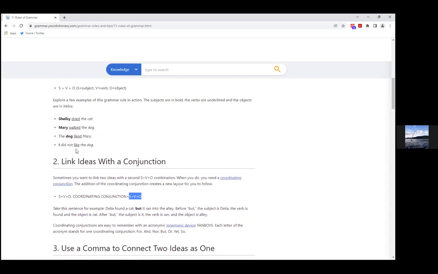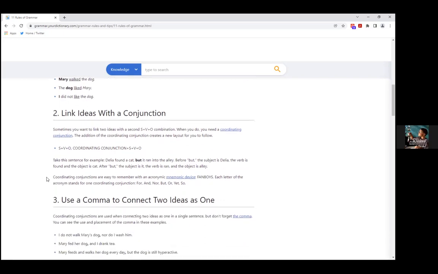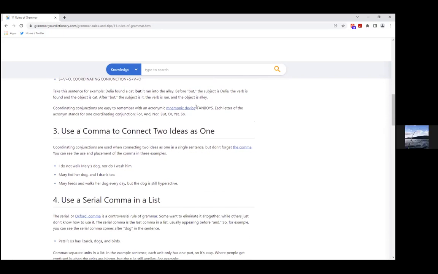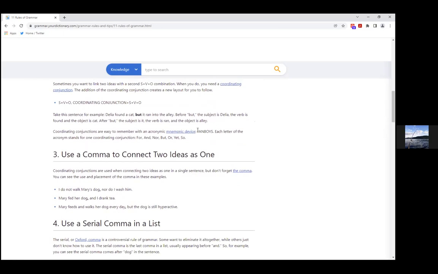So perhaps you might be combining these two sentences. So you're going to go, for example, the dog liked Mary, and your conjunction is and. Mary did not like the dog, for example. You can combine those two things together that way. Okay. And they do have a handy little memory device, mnemonic device. Oh my goodness, you know I've got it wrong. Mnemonic device called fanboys. So each letter standing for a different conjunction word.